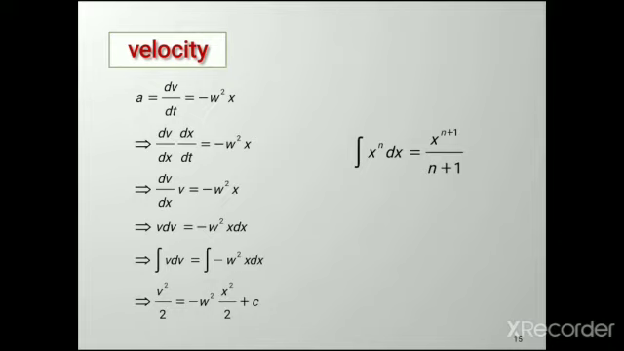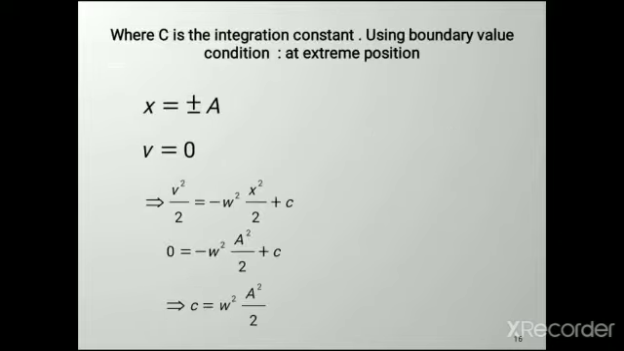Let us find out the value of c using boundary conditions, extreme position. x is equal to plus minus a at extreme position where velocity is 0. Therefore, our equation reduces to v square upon 2 is equal to minus omega square x square by 2 plus c, which is equal to 0, minus omega square a square by 2 plus c. From this, c is equal to omega square a square by 2.